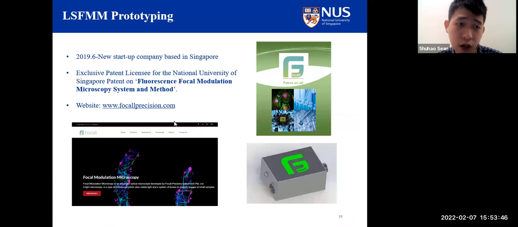To do this, we formed a startup company in 2019, based in Singapore, called Focal Precision Instrument Company. This company has an exclusive patent license on our patent called focal modulation microscopy system and methods. Based on this company, we decided to design our scan box, which is our core product. We designed the scan box as I showed here.